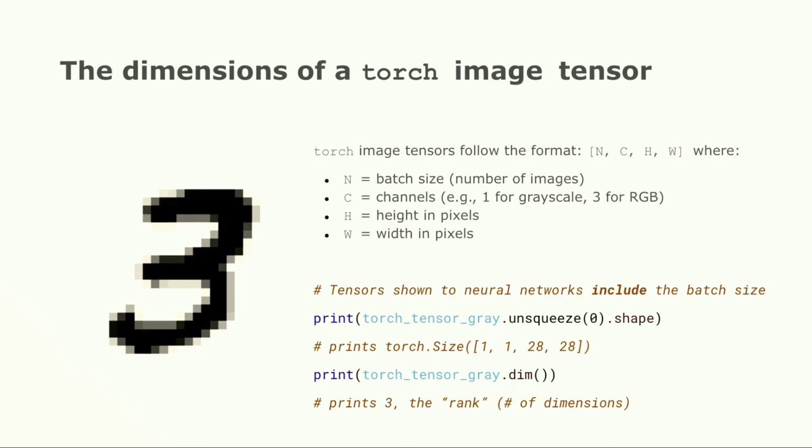We can query the rank of a tensor with the dim function in PyTorch. This particular tensor has rank 3 when it does not include the batch dimension, and rank 4 when it includes it. We make it have a batch dimension of 1 when we call unsqueeze(0) on it.